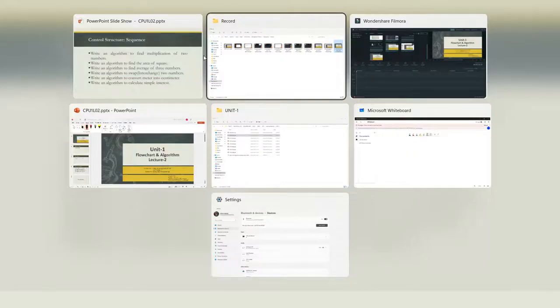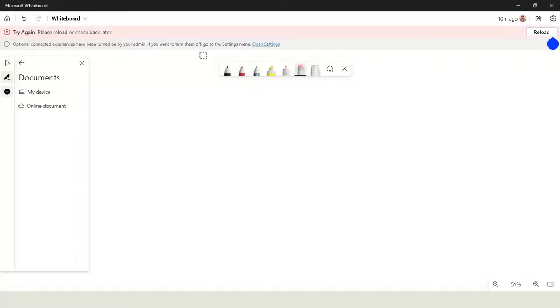Okay, let me open the Microsoft whiteboard. What is our problem? We have to write an algorithm which you can use to find the multiplication of two numbers. As I already told you, you have to specify the input for this algorithm. What should be the input for this algorithm?